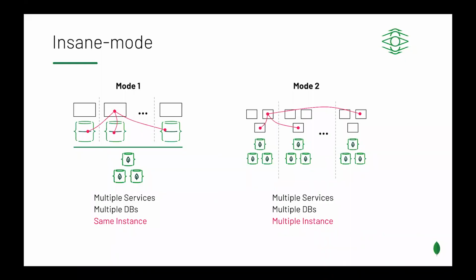We can classify the insane patterns into two based on how the databases have been set up. Mode 1 is where we deal with multiple services, multiple databases, but they all essentially run on the same database instance. Mode 2 is where the database instances are different or you can no longer guarantee the database instances to be the same.